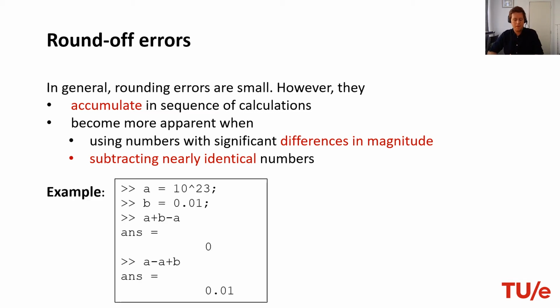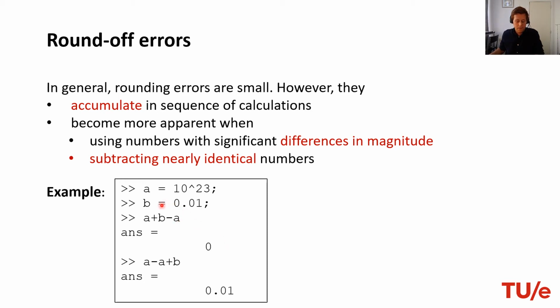So an example here is if you type this up in MATLAB, if we declare the number a as 10 to the power 23, the number b as 0.01, and we try to compute a plus b minus a, well, MATLAB follows the order of operations from left to right. So it will say that a plus b, well, it will round that to a and subtract a from it, which leads to 0.